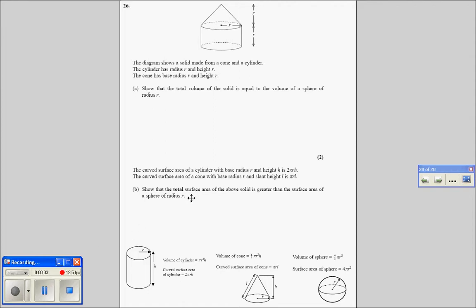This question involves formulas for the surface area and volume of cylinders, cones and spheres. So at the bottom of this page I've copied those formulas from the formula sheet at the front of your paper. Now we're asked to find the total volume of the solid above.